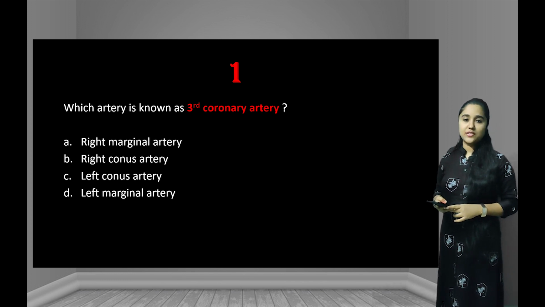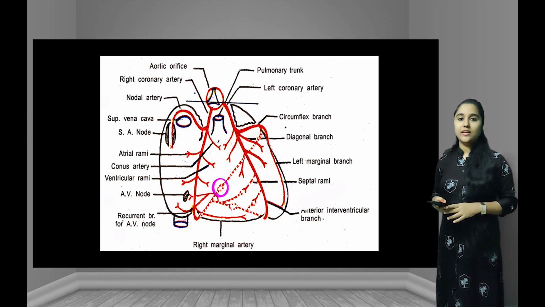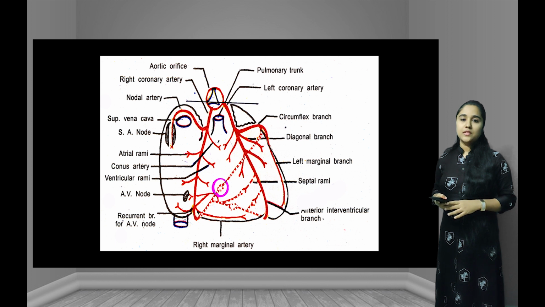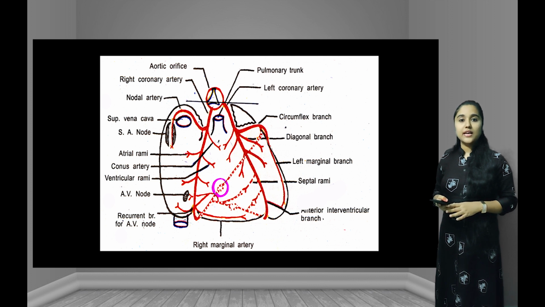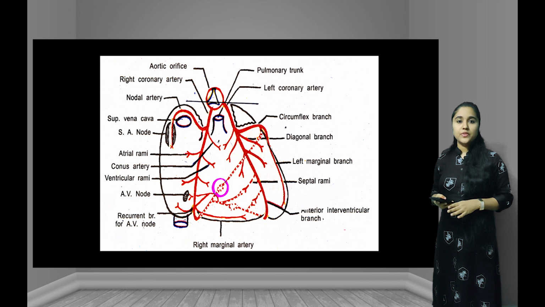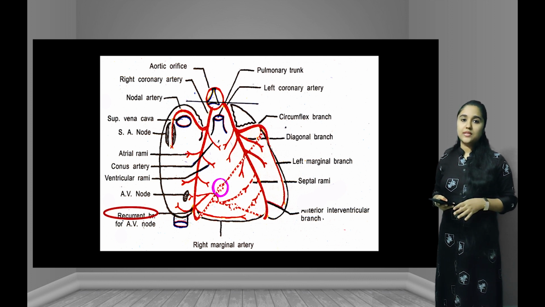and D. Left marginal artery. So you know that there are two coronary arteries, that is right coronary artery and left coronary artery. So the right coronary artery gives off a branch known as right conus artery that supplies the infundibulum of right ventricle. In some cases, the right conus artery arises directly from the anterior aortic sinus.